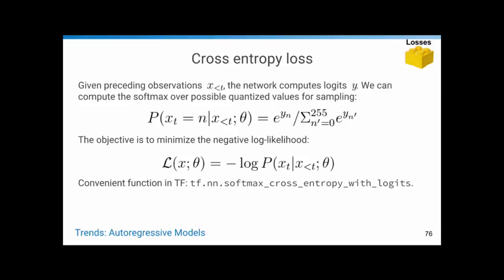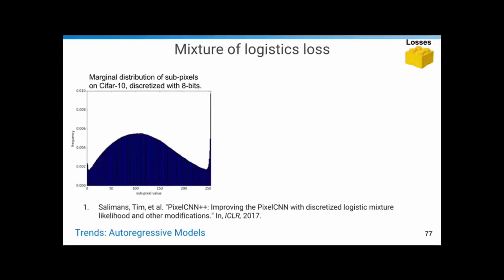But there's other ways. One disadvantage of cross-entropy loss is if you have many, many possible values, the memory consumption is very large. So a different approach was taken in the PixelCNN++ paper, where they propose a discretized mixture of logistics loss. What's the motivation for this? On the left, there's a plot in that paper of the marginal distribution of sub-pixel intensity values on CIFAR-10. These are images that were discretized with 8 bits. So there's 256 bins here on the x-axis, and you can look at the frequency of each pixel value appearing in the dataset. You see peaks around 0 and peaks around 255.